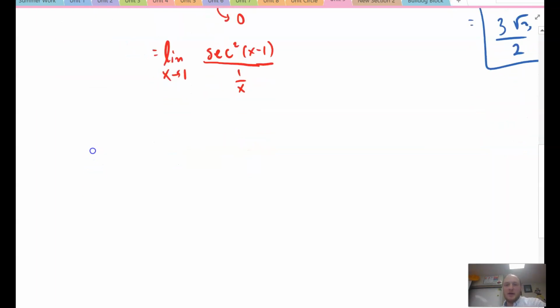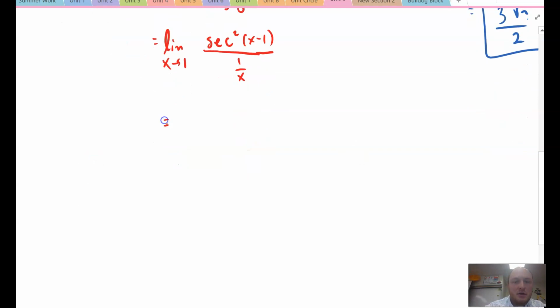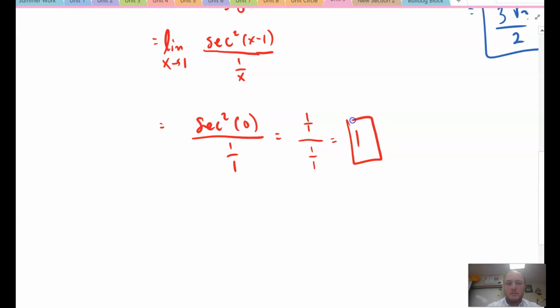If I plug this in now, I get secant squared of 0 over 1 over 1. And remember, secant squared is 1 over cosine squared. So 1 over cosine at 0. Well, cosine at 0 is 1. So this is 1 over 1 over 1 over 1, which is just 1. And there's our answer.